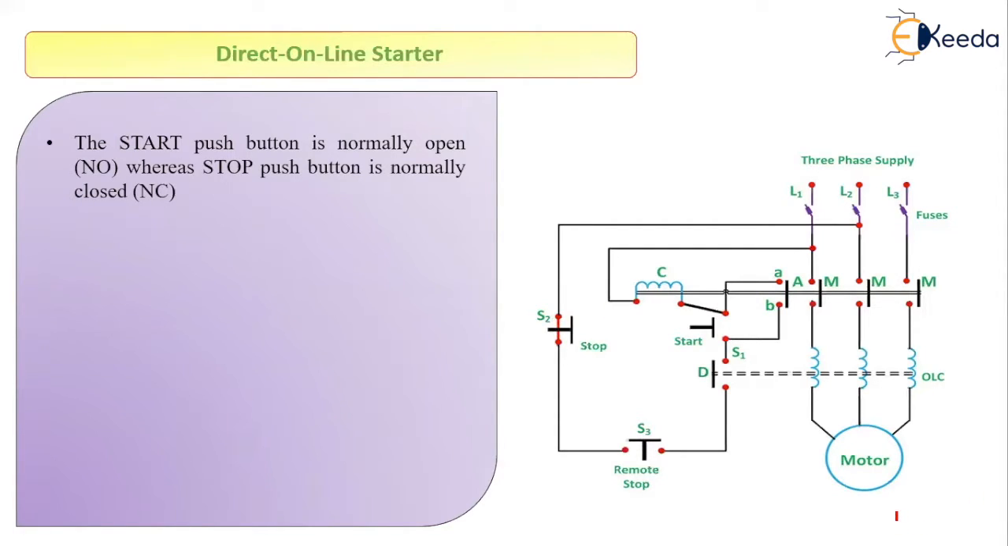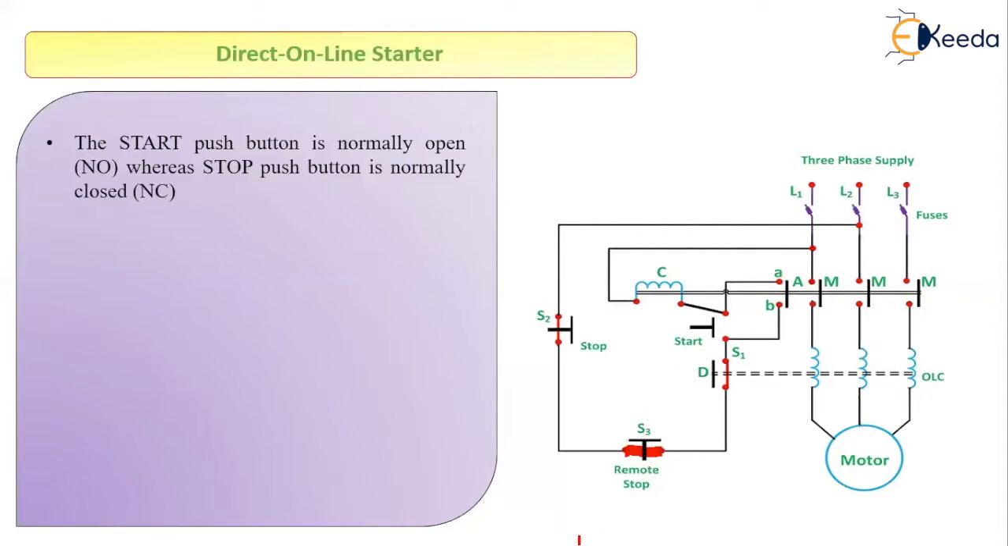I have closed the button for your better understanding. Then this contactor D is also normally closed, as well as this remote switch or the remote stop button S3 is also closed. So these are the initial positions of all the buttons and the contactor. Here you can see, even though you start the supply to the motor, as this start push button is open, the circuit is open. It is not completed. So the supply will not reach the motor, and even though you provide the supply, the motor will not start unless we start the starter.